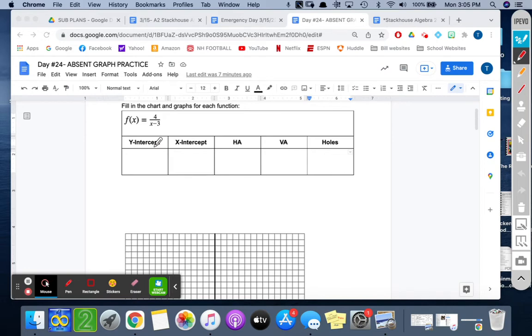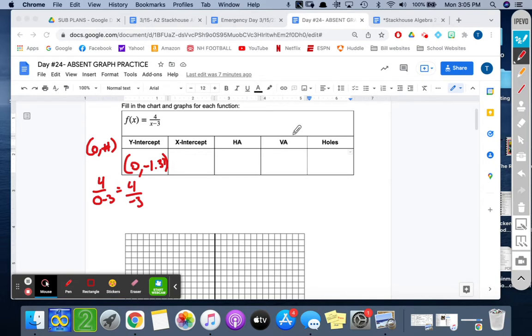Okay. So, first example, problem number one, y equals 4 over x minus 3. Now, y-intercepts all have 0 for x and then some number for y. So, what I'm going to do is take 0 and put it into x. So 4 over 0 minus 3 is negative 4 over 3. My y-intercept is about negative 1.33. I just turned it to a decimal.